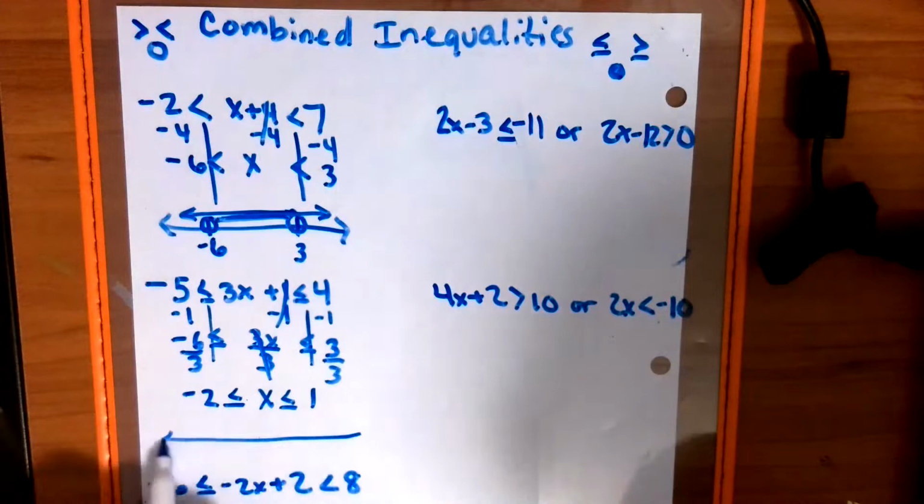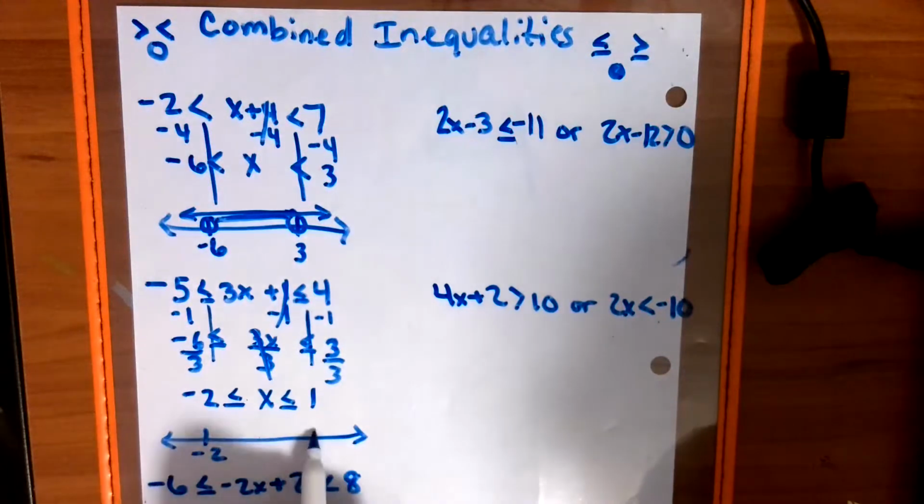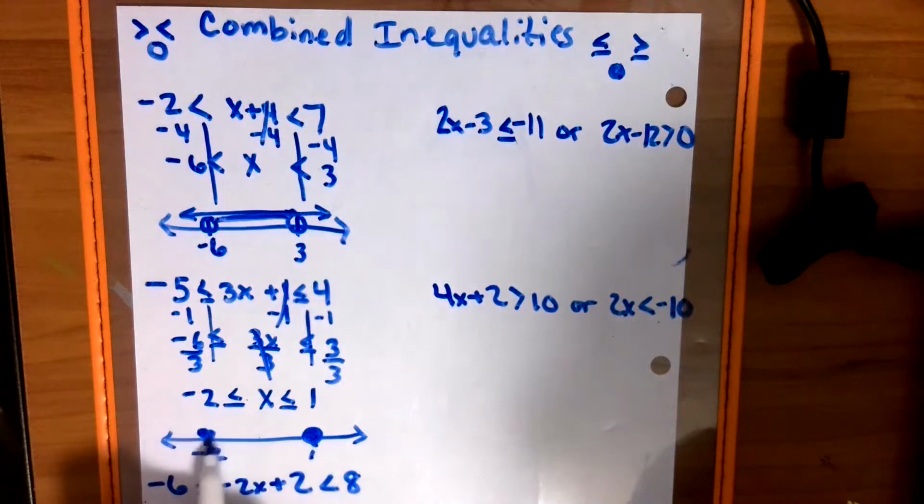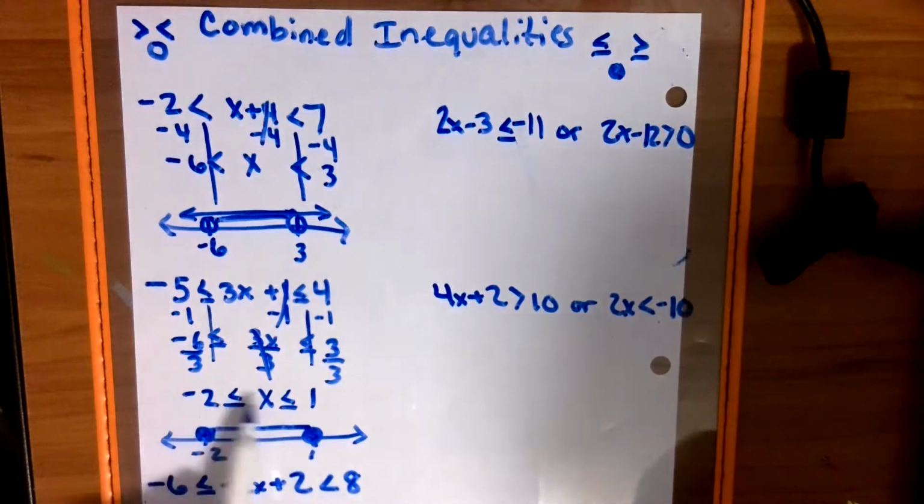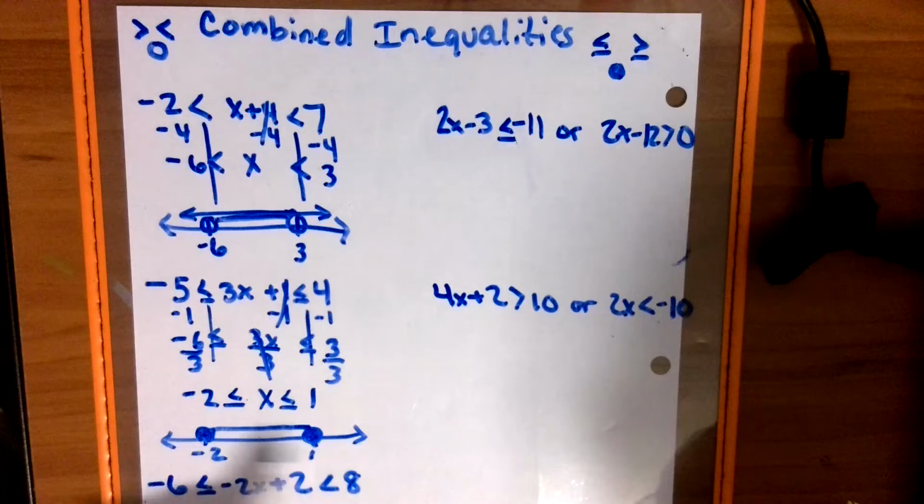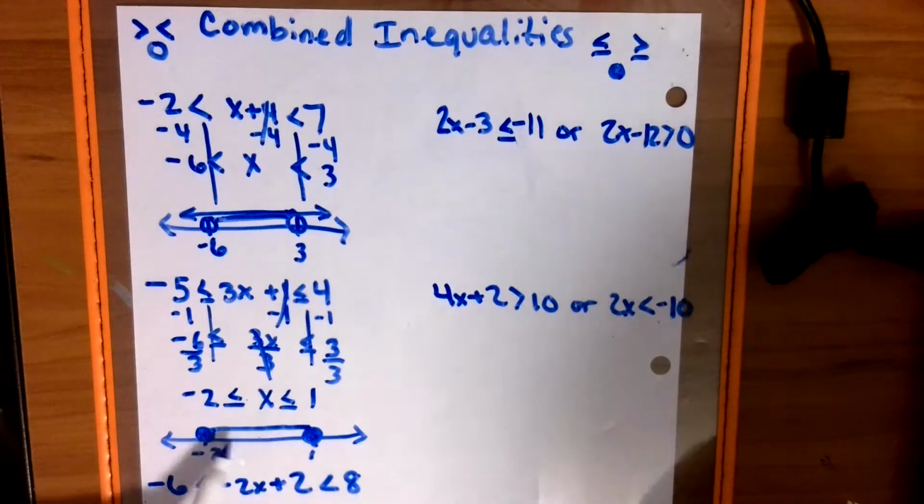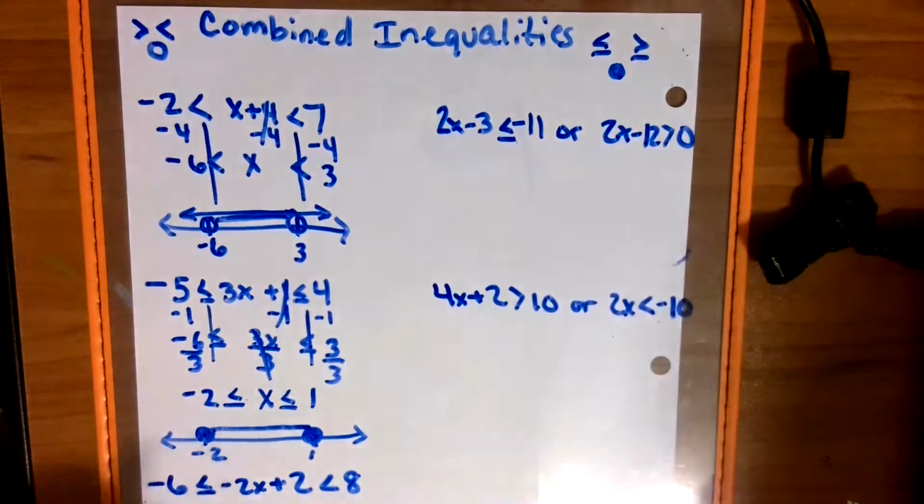We graph. -2, 1. Closed circles. X is in between. So we would look at it, x is less than or equal to 1, so we go that way. And then x is greater than or equal to -2, or -2 is less than or equal to the x, so that means it goes that way. Everything in between here works.